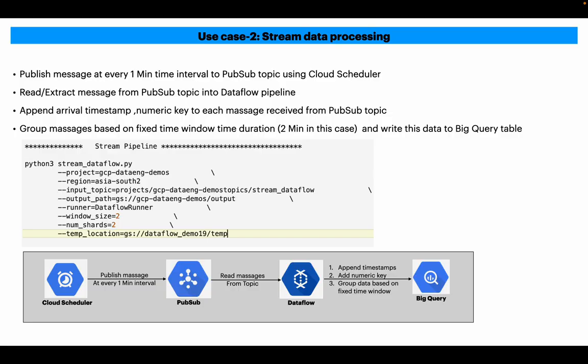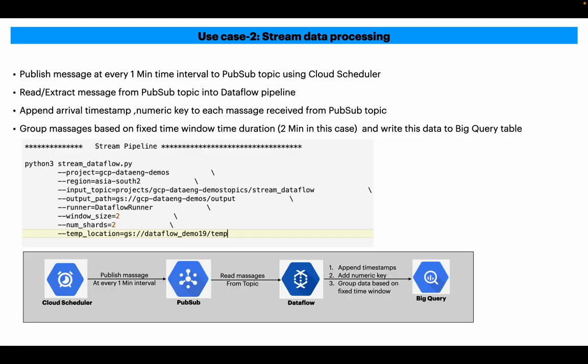So what I've done is divide this unbounded data into fixed windows of every 2 minutes. For every 2 minutes I will read the messages, and then I'll append a timestamp and also a numeric key. Then I'll write the data into BigQuery. In the reference architecture diagram, it's clearly mentioned at each step what we're trying to do, so I hope you understand it clearly. Now for every 2-minute window, we are going to have 2 messages, because for every minute we are receiving a message.